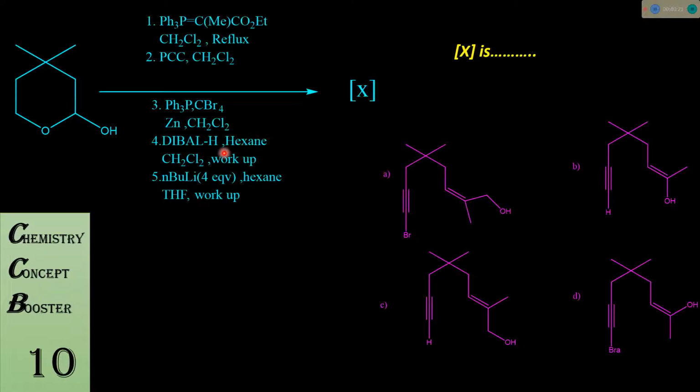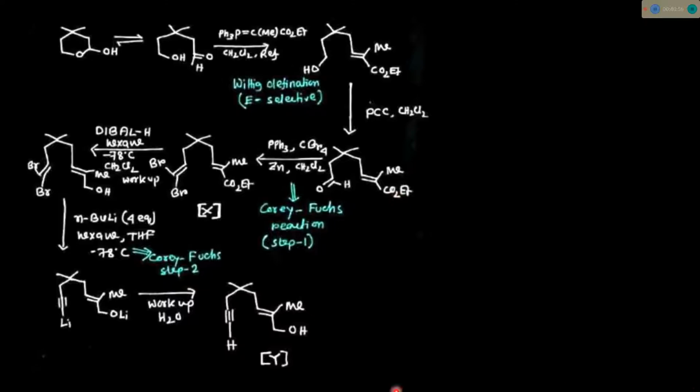Again, DIBAL-H comes. See, this is not the minus temperature. This is normal room temperature. Then butyl lithium we use. So these are the options of the product. We will see the options. Just we see the starting material and try to write the mechanism, write the reactions, using our knowledge in chemistry, knowledge in reagents, knowledge in name reactions. So let's see the mechanism of the answer.